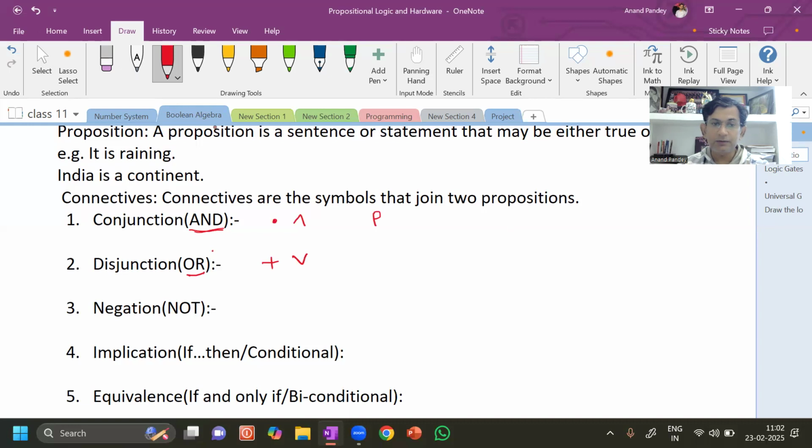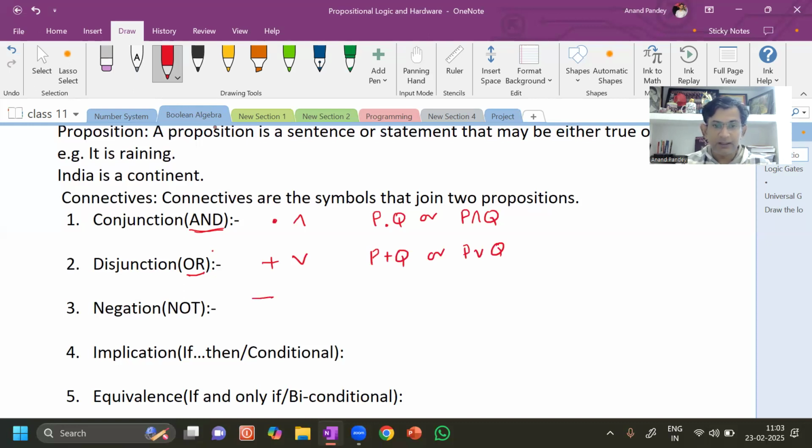So we can show conjunction, or AND, like this: P and Q. The dot symbol can be used, or you can use P and Q like this. Same thing for disjunction: P plus Q can be written, considering P and Q are propositions, or it can be written as P or Q. You need to remember these symbols and their meanings. These are called connectives.